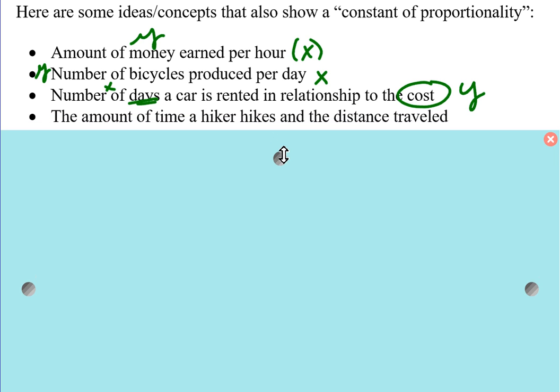And here are the amount of time a hiker hikes and the distance traveled. So if I have a hiker who's going to go for 4 hours, well, then we get some distance. So this distance here is going to depend on how much time that hiker hikes. So those are just some things to think about.